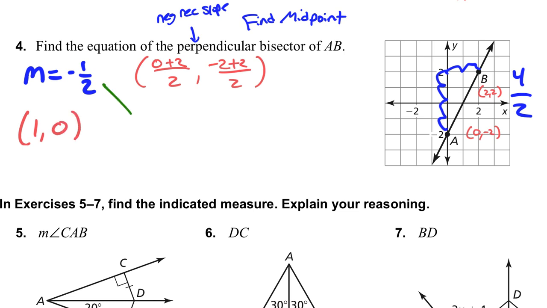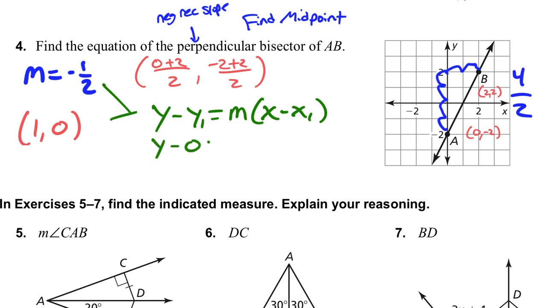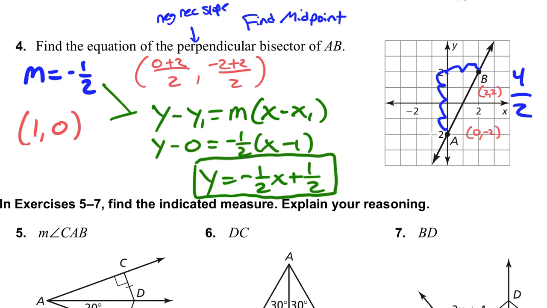So these two together, we are going to use in our point slope form, which is y minus y1 equals slope times x minus x1. Let's go ahead and figure out the equation of this line. So we have y minus 0 equals negative 1/2 times x minus 1, and we clean all that up. We're going to get y equals negative 1/2 x plus 1/2. There we go. All right, just a few more on this one.